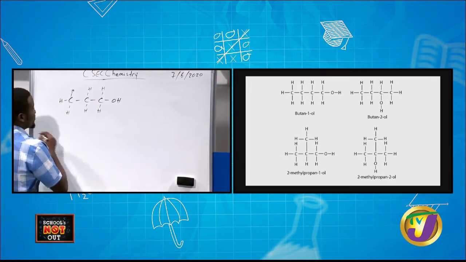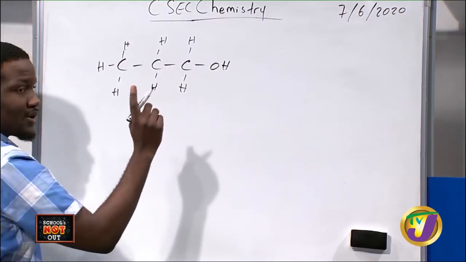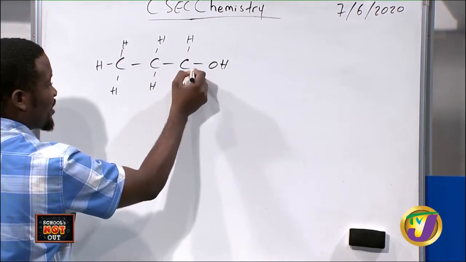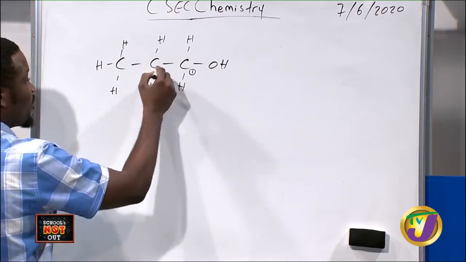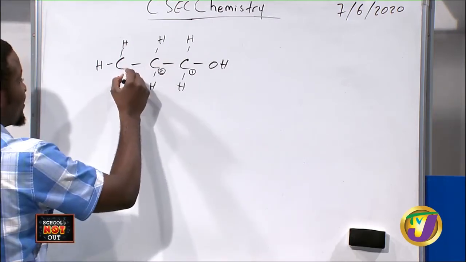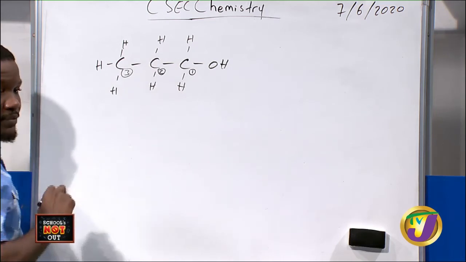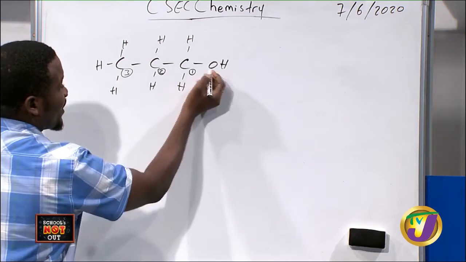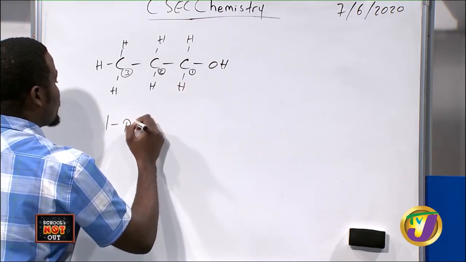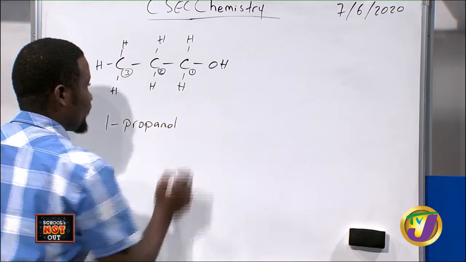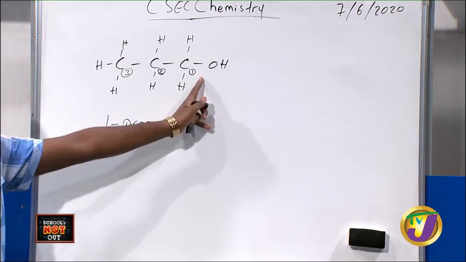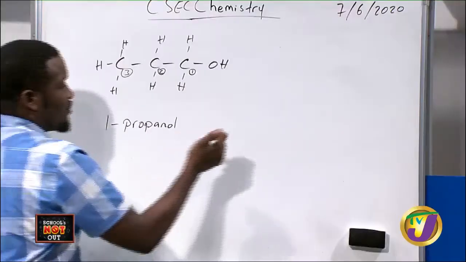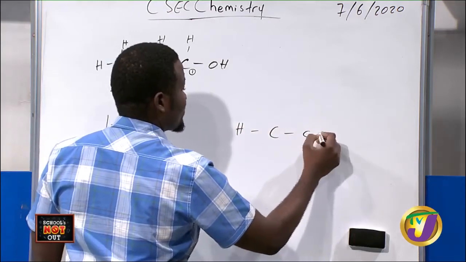All right, so now remember we start counting from the end closest to the functional group. So we're going to start counting here. So this is carbon 1, this is carbon 2, and this is carbon 3. So 1, 2, 3. As a result, the name of this compound will be 1-propanol because it's on carbon 1. Now, if I were to move the functional group to carbon 2, so now we have C to C to C.